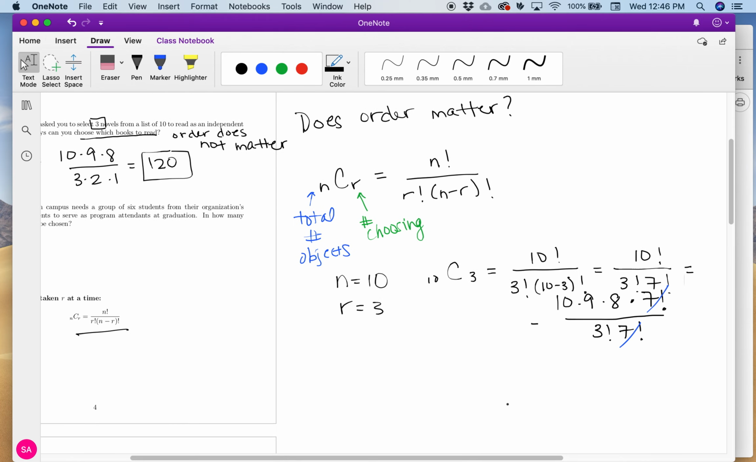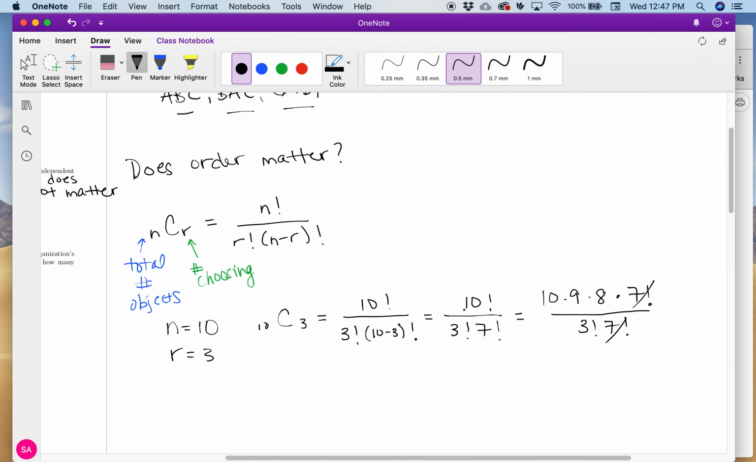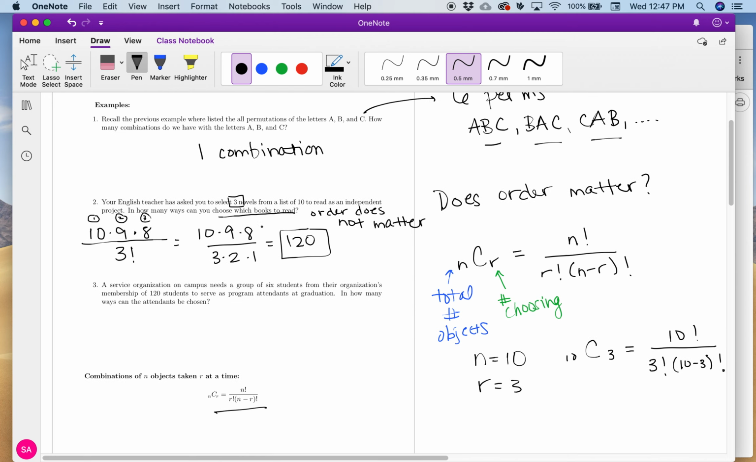Ooh. I don't know if you guys can see that, but I wrote it and then it kept... Okay, there we go. It's fixed. Anyway.